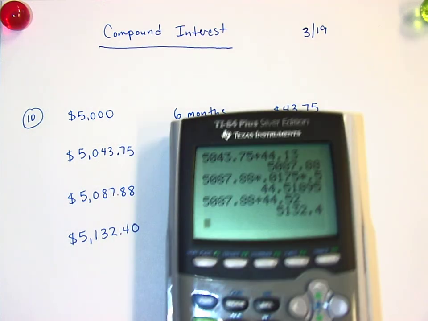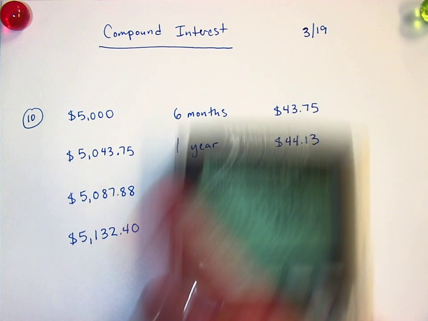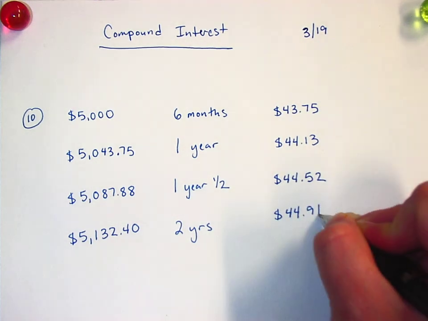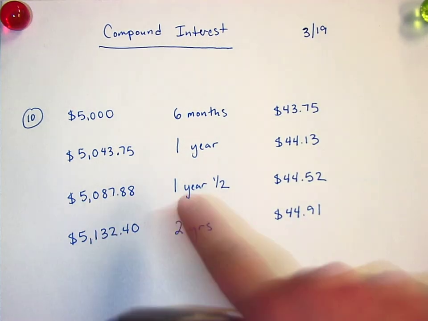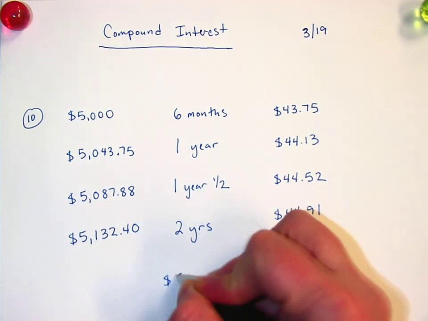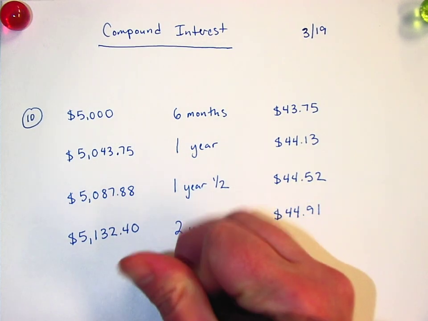And then I'm going to multiply one more time. $5,132.40 times 0.0175, because that's the rate on the sheet, times 0.5, another half a year, semi-annually. Gets me $44.91. So my final answer will be this plus this. $5,132.40 plus $44.91. So I get $5,177.31 as my final answer for number 10.